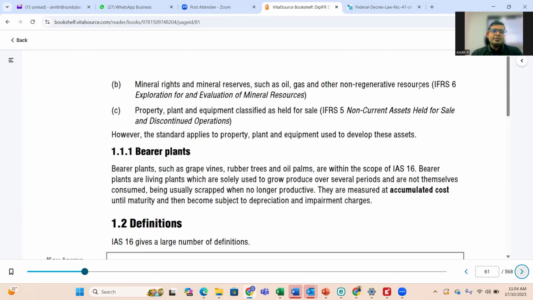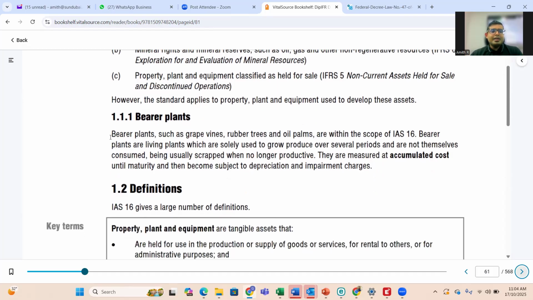So again, they have given bearer plants such as grapevines, rubber trees. See, the tree never goes. You will only extract the sap. And oil palms are within the scope of IAS 16. Bearer plants are living plants which are solely used to grow produce over several periods and are not themselves consumed. You will consume the mangoes, but you will not consume the mango trees, right? Being usually scrapped when no longer productive, they are measured at accumulated cost until maturity and then subject to depreciation and impairment charges.